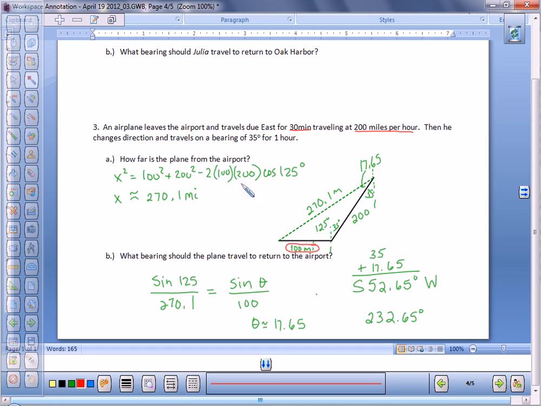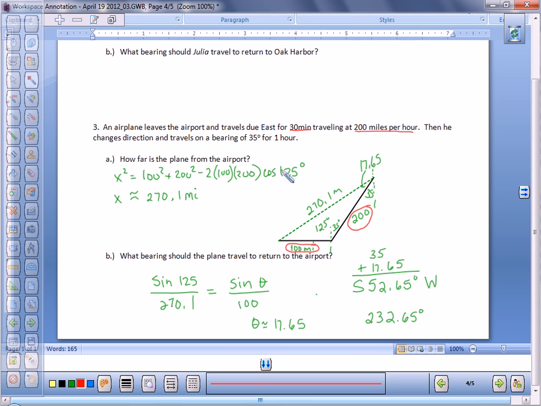Then we change direction and travel at a bearing of 35. So if you think of this as your north and this is your bearing of 35, and then we're traveling 200 miles in that direction. That's where that 200 comes from. Here's my north, my bearing of 35, and then I go 200 miles in that direction.